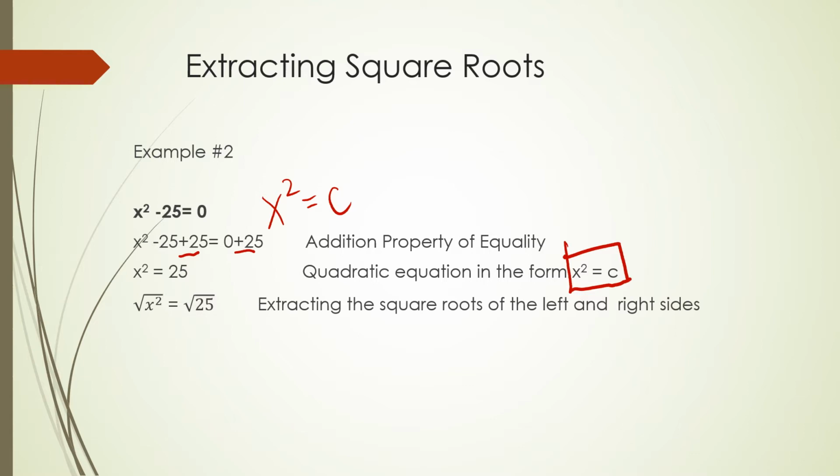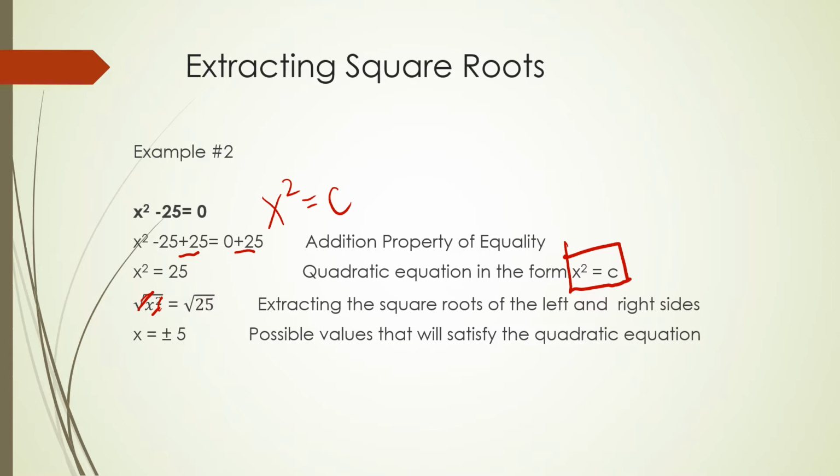So, ngayon, extract mo na siya, both sides. What is the square root of x squared? So, square root and then x squared, makakancel na to. Mawawala na to, so maiiwan na lang si x. And then, the square root of 25 is positive and negative 5. Those are the possible values that will satisfy the quadratic equation.